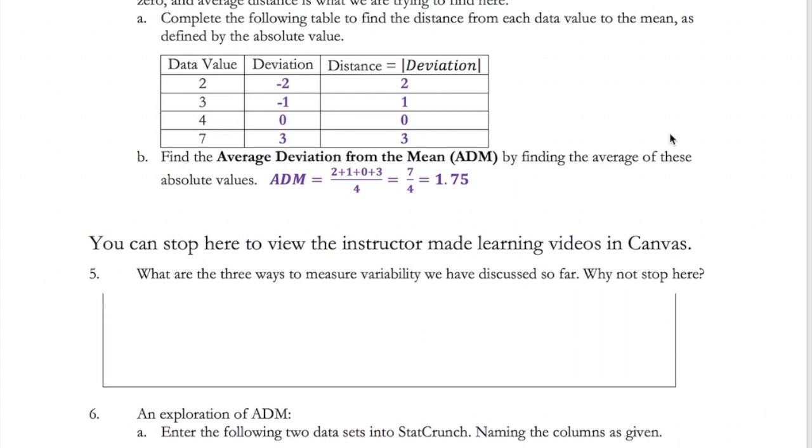Except that's just not at all correct, is it? Because 2 plus 1 plus 0 plus 3 is in fact 6 and not 7. 6 divided by 4 is 1.5. So there you have the corrected value for the ADM for this data set.